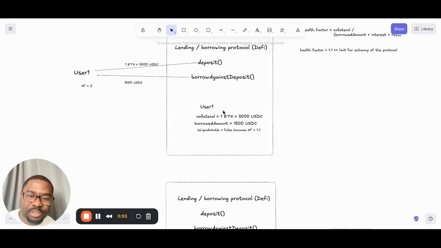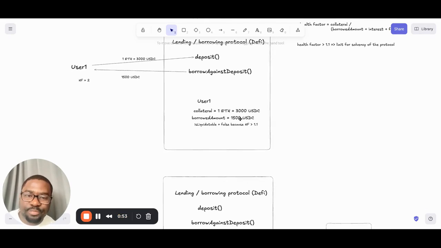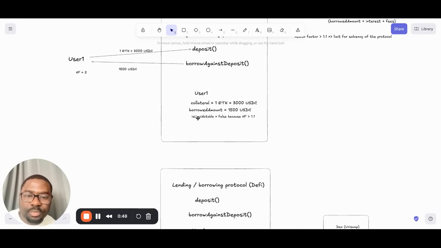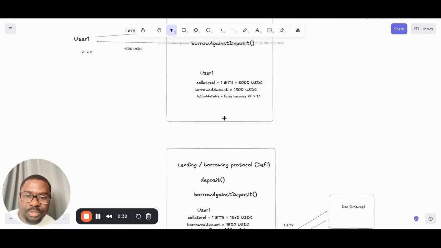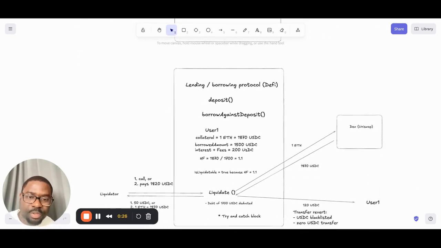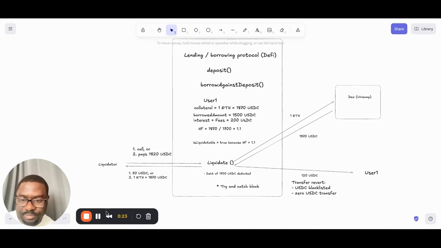So basically, this is the summary of the user's details in the protocol. Now, there would also always be a state variable called is liquidatable, which can be true or false. Of course, because the health factor is more than 1.1, it will be false. So let's now go to some point in the future and re-examine this.